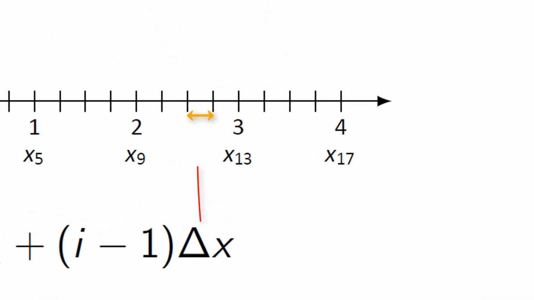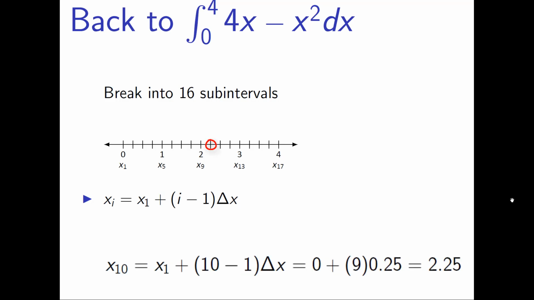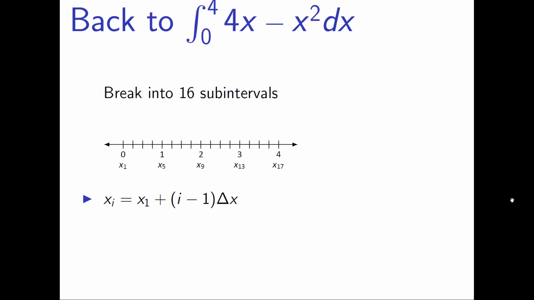Now delta x is the gap. We go from 0 to 4 and we break it into 16, so it's (4 minus 0) over 16, so each of these is going to be 0.25. As we go up from x1 to x2 and so on, we're simply adding on one more delta x. For example, if we wanted to find what x10 was, x10 would be x1 plus 9 times delta x, which is 0.25. So it's 0 plus 9 times 0.25, or 2.25, and sure enough, that's where x10 is. So that gives us the value of each of the xi's.